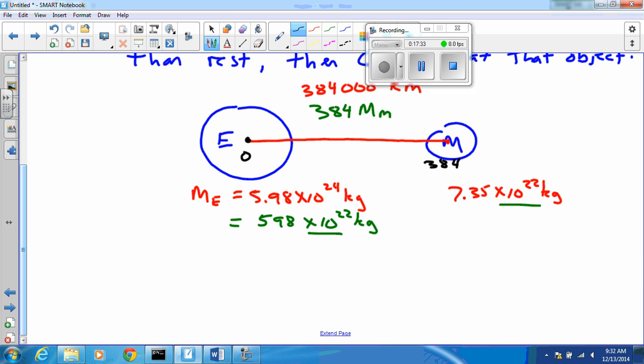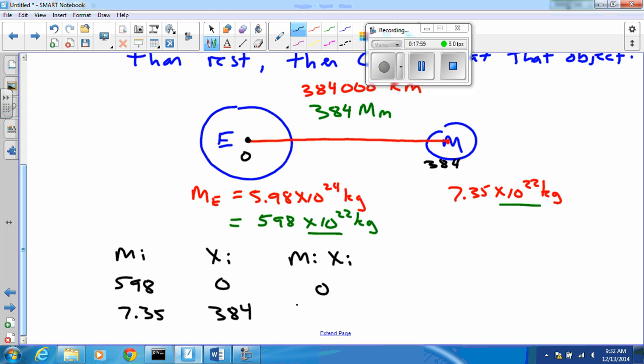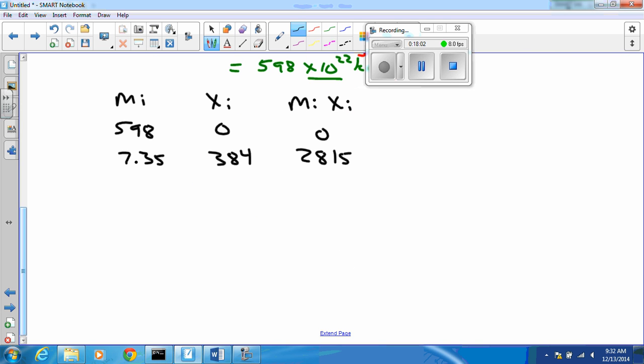Now we mark up the origin. It makes sense to put our origin here at the center of the Earth. And we have a location. Of course, this guy is going to be 384. That's measured in megameters. And we can set up our chart. Mass, distance, and mass times distance. The mass of the Earth, 598, times position of 0 gives us 0. The mass of the Moon, 7.35, times position, 384, gives us 2815 as mass times position.